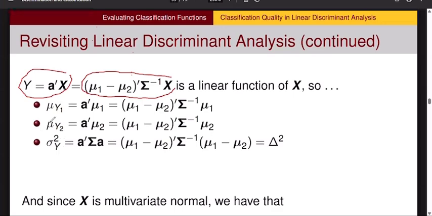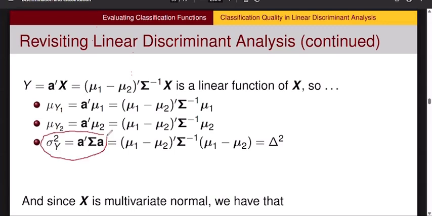Now, I need you to pay attention. You remember earlier in the semester when you wanted to talk about the variance of a linear combination? You remember this guy, right? That is A prime, the variance-covariance, A. And in this case, what is my A prime? Please pay attention. My A prime is this guy. That's my A prime, right?